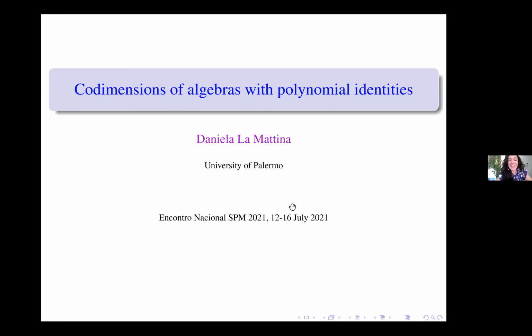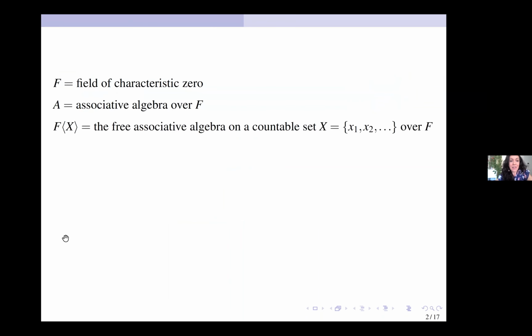Now I'm going to talk about algebras satisfying polynomial identities, and I present some results about the sequence of codimensions. But let me start with the notation and some basic definitions. F is always a field of characteristic zero, A is an associative algebra over F, and F of X is the free associative algebra on a countable set over F. So it's just the algebra of all polynomials in the non-commuting variables of X.